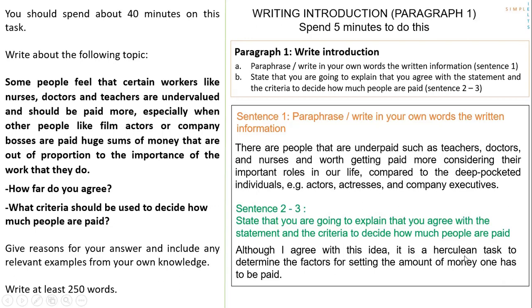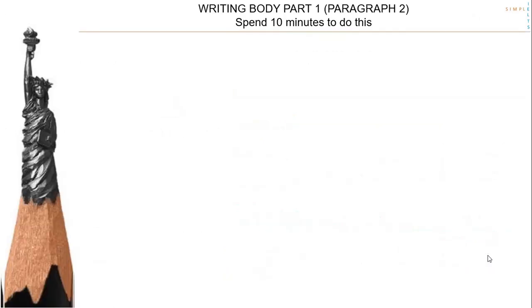It is a Herculean task or it is a difficult task, same meaning, to determine the factors for setting the amount of money one has to be paid. Okay, it is difficult to decide the factors to set the amount of money that someone has to be paid. Okay, and then next, let's talk about body part 1, or the second paragraph.